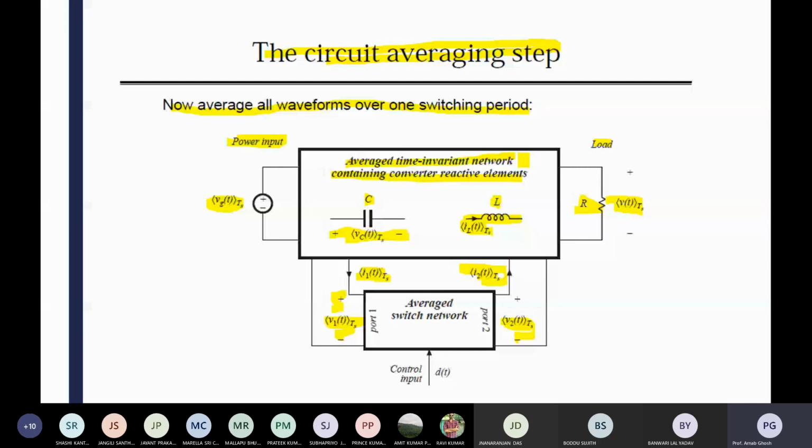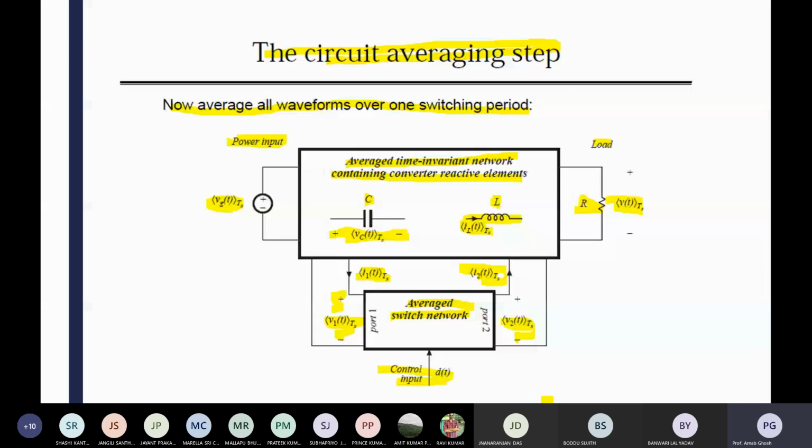Okay, so the average switching network. How to make it average? You know that method, you have to integrate from t to t plus ts, and over the period you have to make it average. In the control input you have to calculate the value of dt.